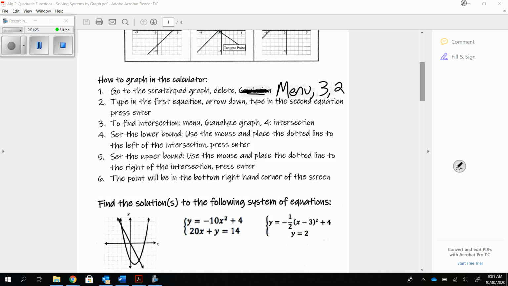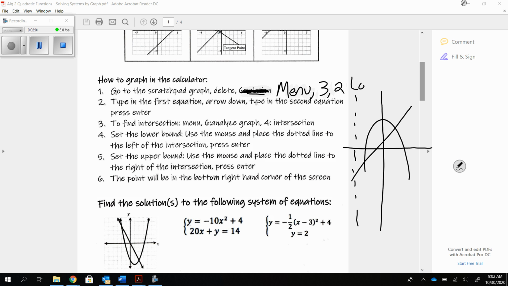Now, this is different. To find the intersection, we hit menu 6, which is called analyze graph, and then 4, which is the intersection. And when we do that, to set the lower bound, we're going to use the mouse and place the dotted line to the left of the intersection. So basically just include the whole graph. Let me draw an example. If this was my graph, and I had a point here, I would set the lower bound, make a dotted line here. That's the lower bound.